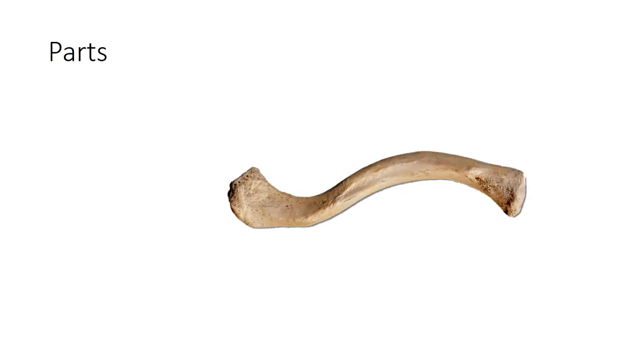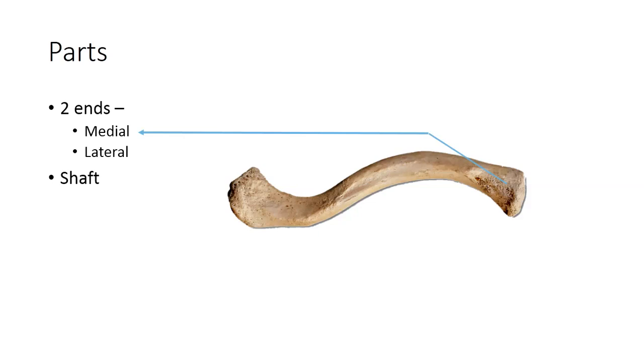Now the parts: it has two ends and a shaft. The two ends are medial and lateral. So this is the medial end and this is the lateral end, and in between these two the shaft is there.